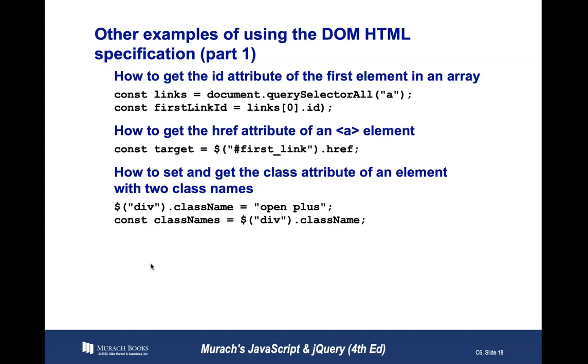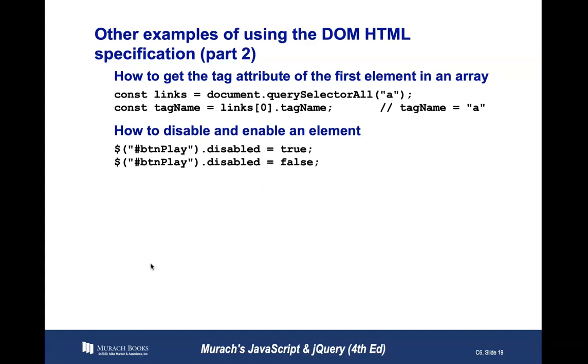How to set and get the class attribute of an element with two class names: what we can do is target the div, get its className and make it equal to open space plus, so it has two classes, open and plus. And then if we have a constant classNames, that would equal div.className, which is both. So we're not only getting the class name, we're setting the class name.